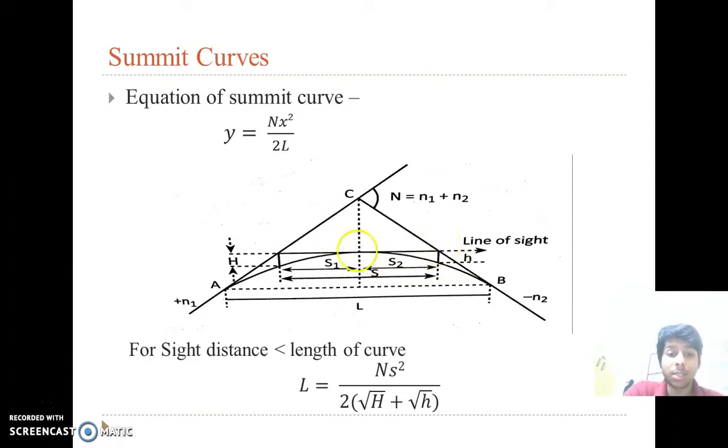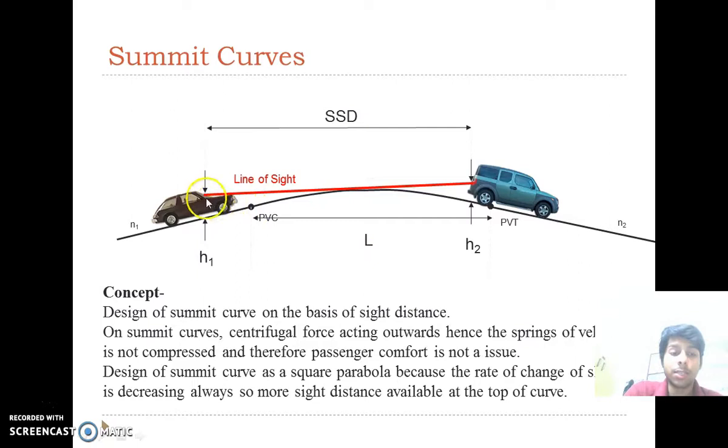So our total stopping sight distance is equal to S1 plus S2, which is equal to S, and capital H and small h are the two heights. You can see from here this capital H is equal to 1.2 meters around, and this small h is equal to 0.15 meters.